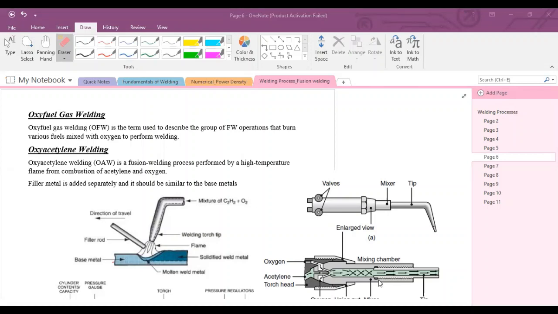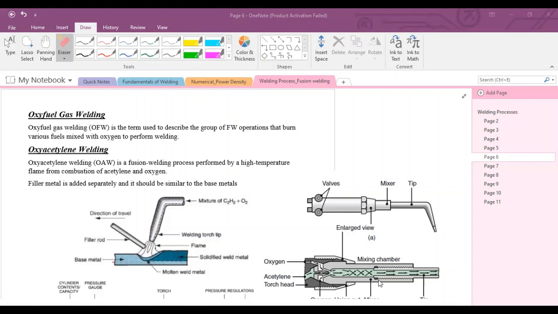The most common gas normally used in oxy-fuel gas welding is acetylene gas. Acetylene gas is a very unstable gas when it is in a pure state, and it is very reactive. It has very good reactive properties with oxygen.